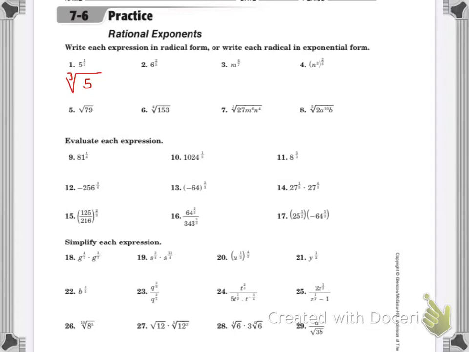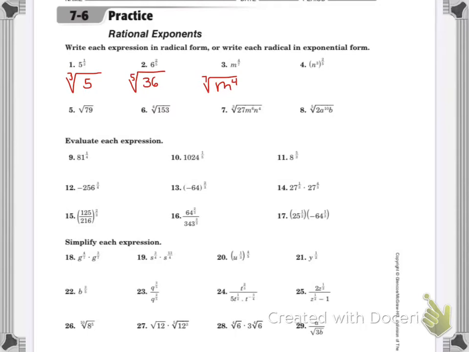Okay, and then number 2, we would be taking the fifth root of 6 squared. Well, 6 squared is 36, so if you want to go ahead and work that out, you can. And so on and so forth. Number 3 would be the 7th root of m to the 4th.